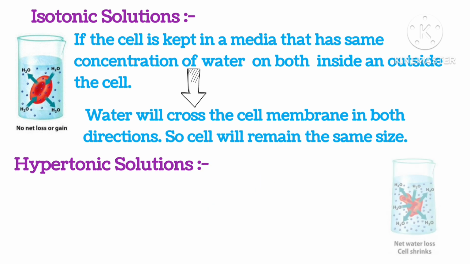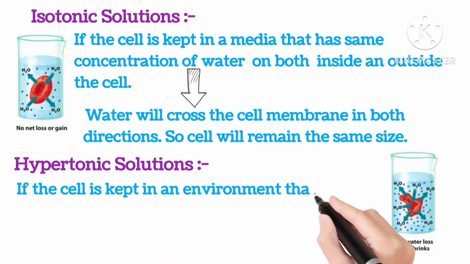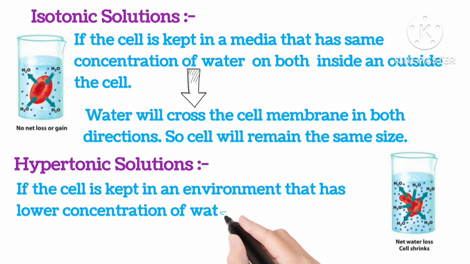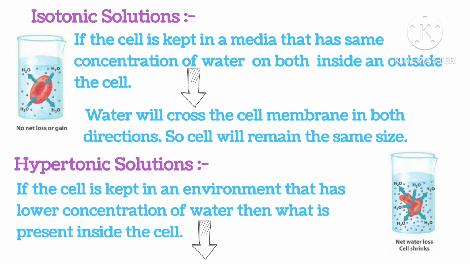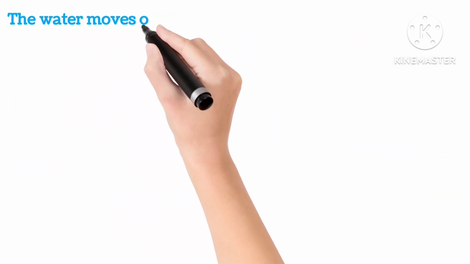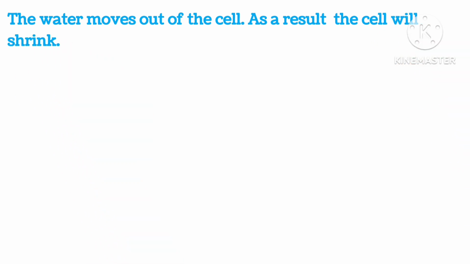Hypertonic solutions. If the cell is kept in an environment that has lower concentration of water than what is present inside the cell, in this case, the water moves out of the cell. As a result, the cell will shrink.